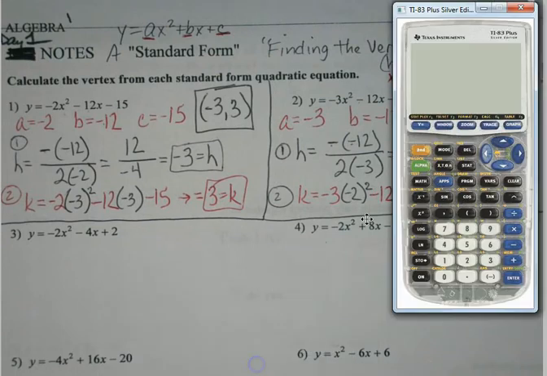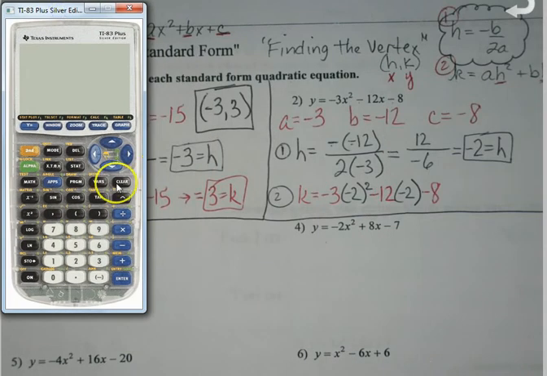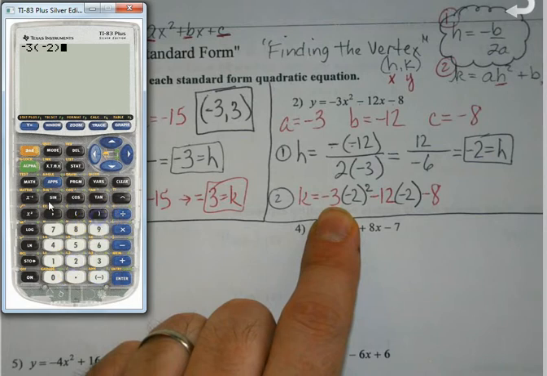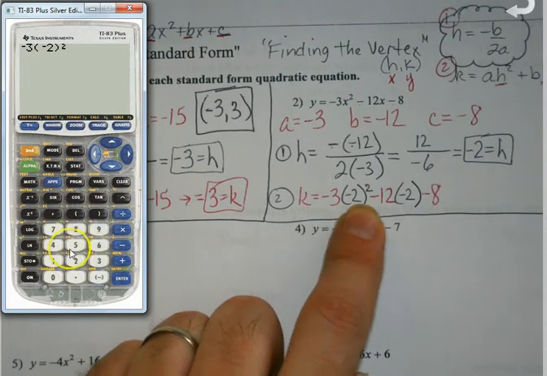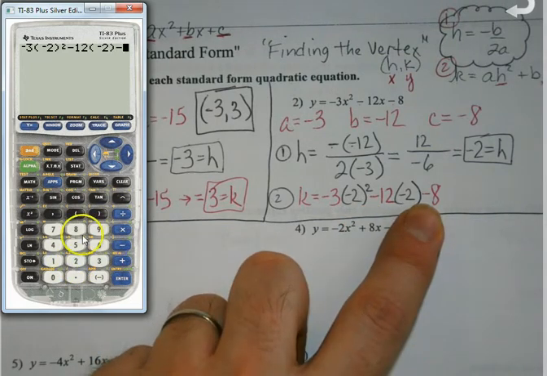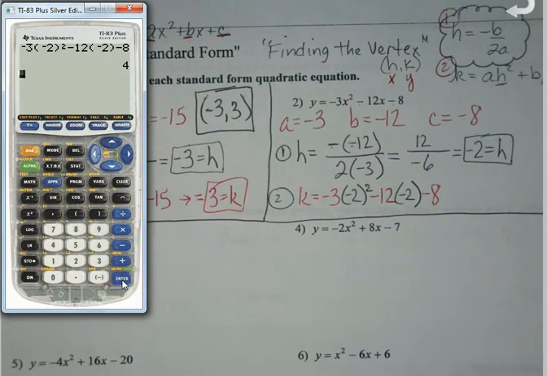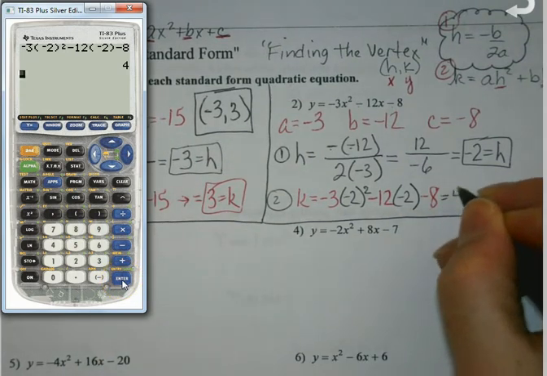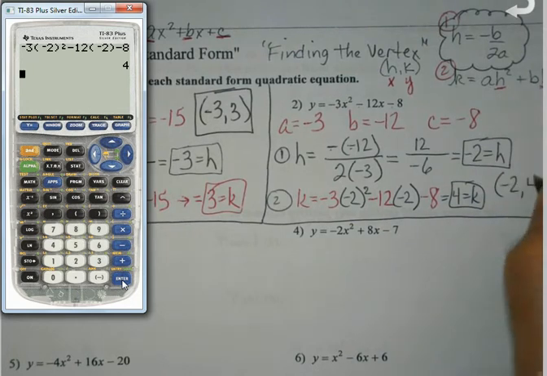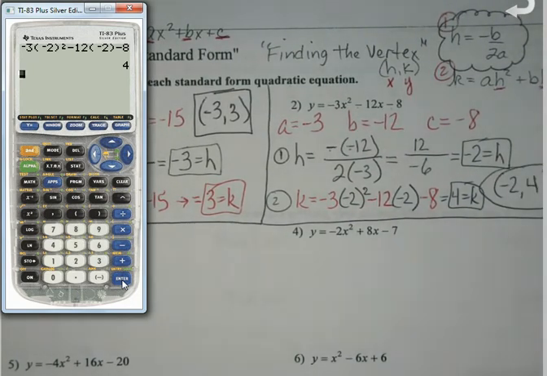Now, this is a place that I would trust the calculator. And as long as I'm typing it in just the same way I have it there, it should work out well for me. So I have a negative 3 times negative 2 squared minus 12 times negative 2 minus 8. Okay, that's my k. And then I just write the 2 in a coordinate, and I get the answer.